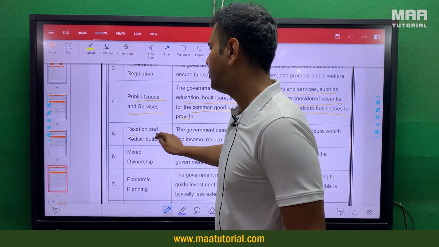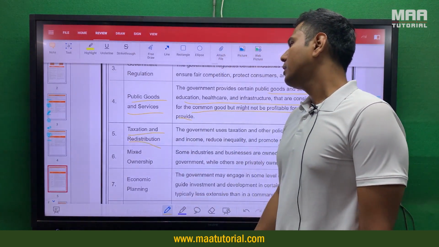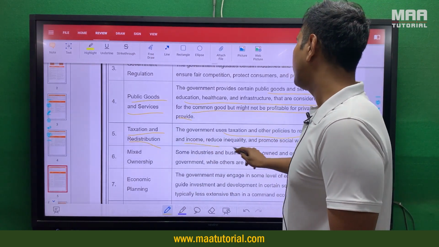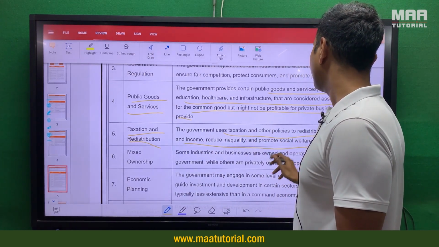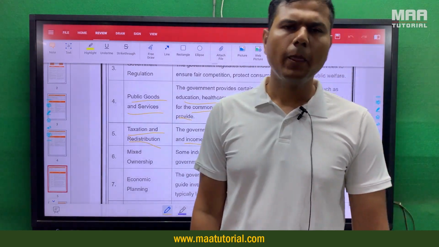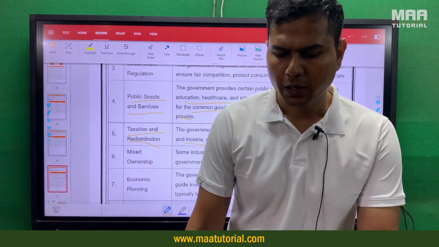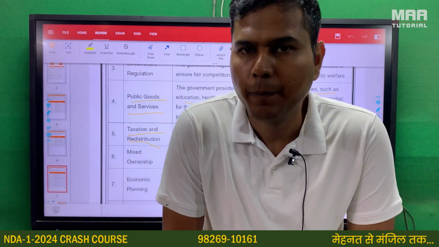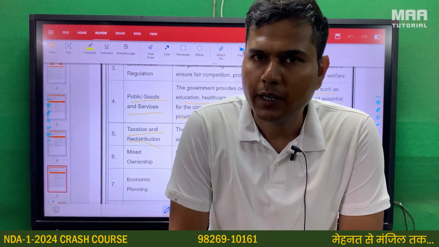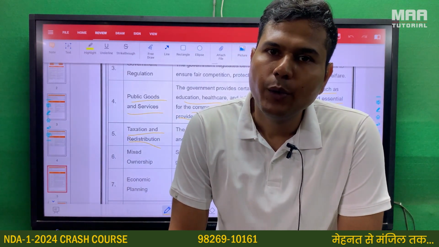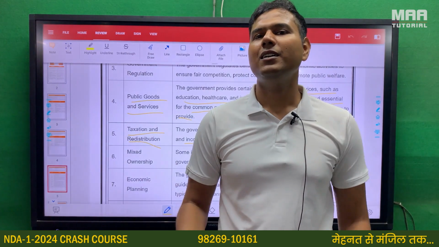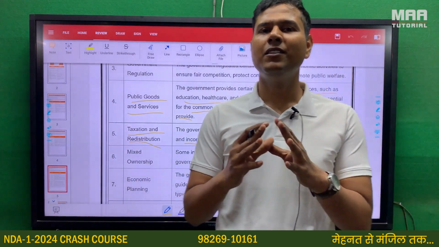Taxation and redistribution. Government uses taxation and other policies to redistribute wealth and income, reduce inequality, and promote social welfare. See, you must be knowing about different policies and schemes, it's very important for NDA economics. Questions related to schemes come, and what does government do? When government collects tax, government ensures that schemes are such that the wealth is redistributed.